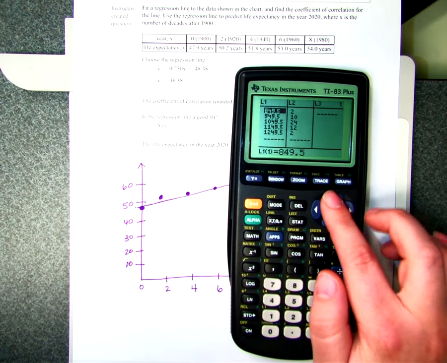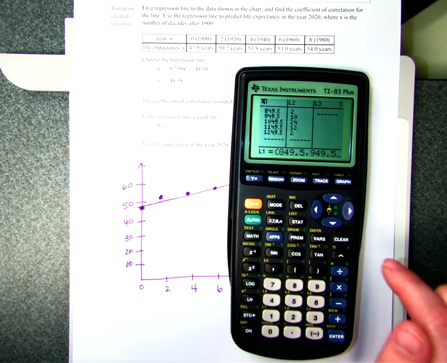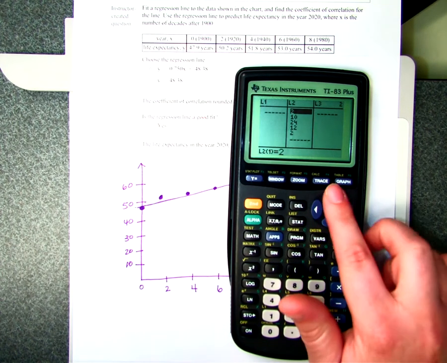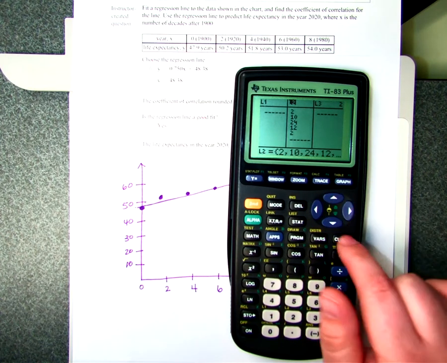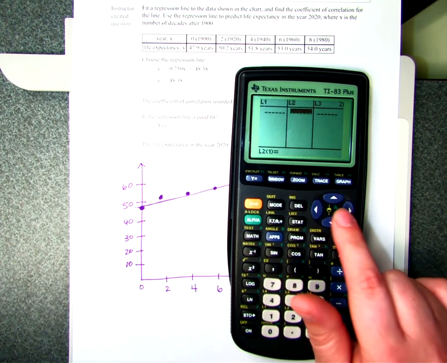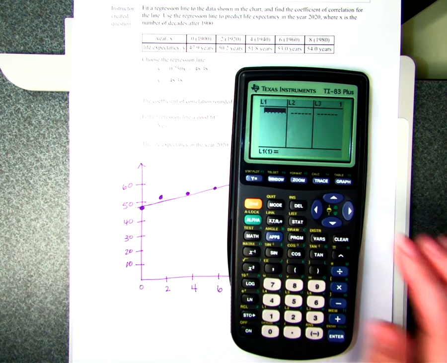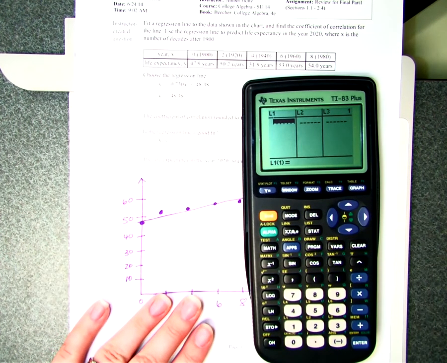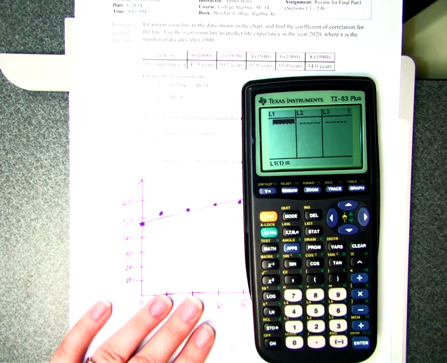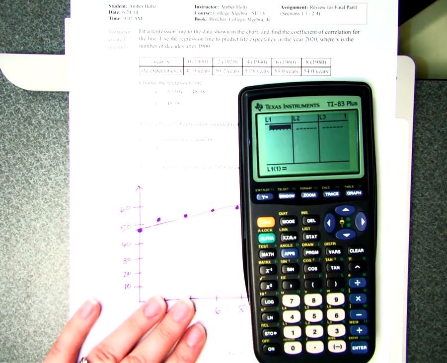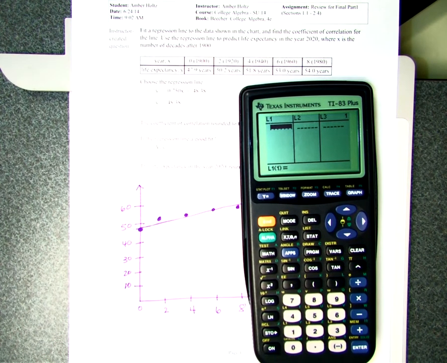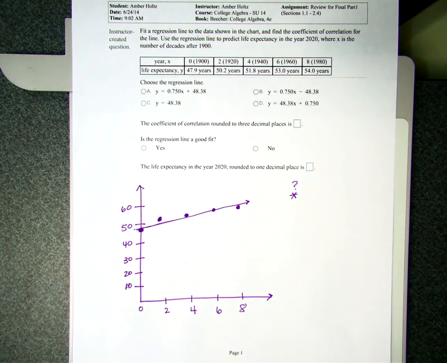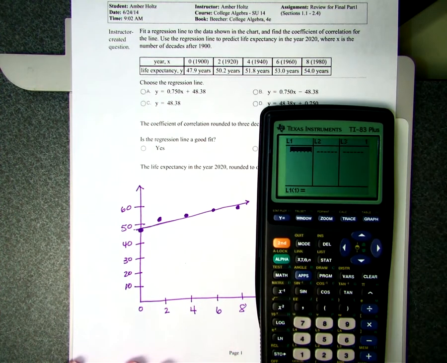So I'm going to use my up arrow key, go to list 1, hit clear, and then the down arrow key. Then I'm going to go to L2, use the up arrow key, hit clear, and use the down arrow key, and that will clear out my list. Now, in list number 1, we're going to be putting the years. They ask us in this question to let years be 0, 2, 4, 6, and 8. So that's what I'm going to do in my calculator as well.